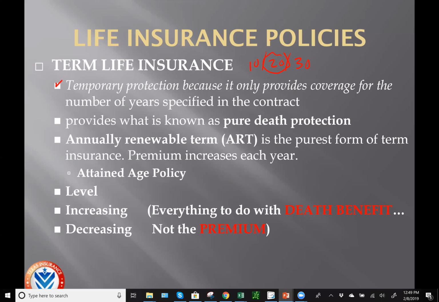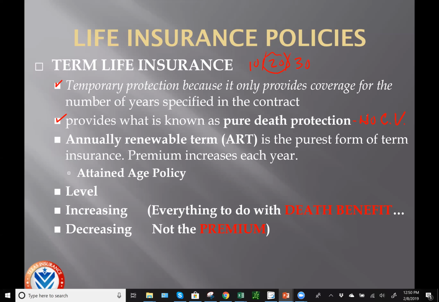Term also differs from permanent policies in that term is called pure death protection. The only reason somebody purchases a term policy is there's a death benefit that would get paid out if the insured dies. There are no other benefits to term insurance, which means there is no cash value to term insurance. Make sure you know that concept. No cash value to term insurance.